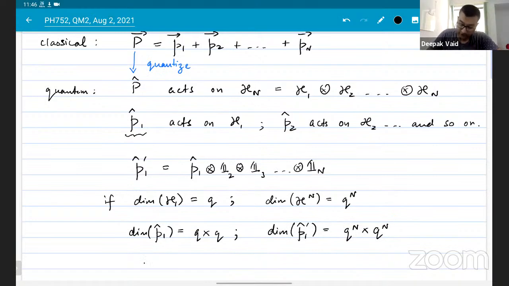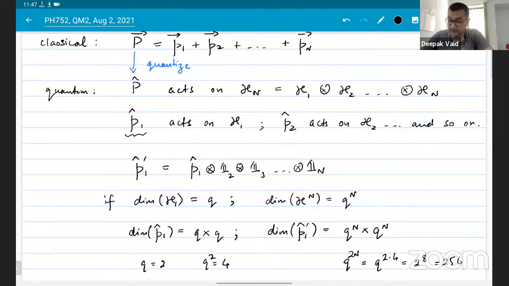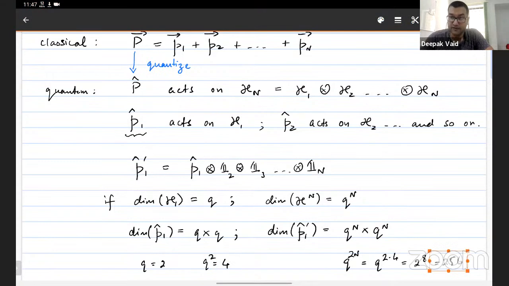For instance, if you say that q is equal to 2 in the simplest case, then the dimensionality of this single particle operator, q squared, is 4. And let's say you're talking about 4 particles, then the dimensionality of your operator is how much? 2 to the 8 is 256. So you see, this is a 4 by 4 matrix, and this is a 256 by 256 matrix.